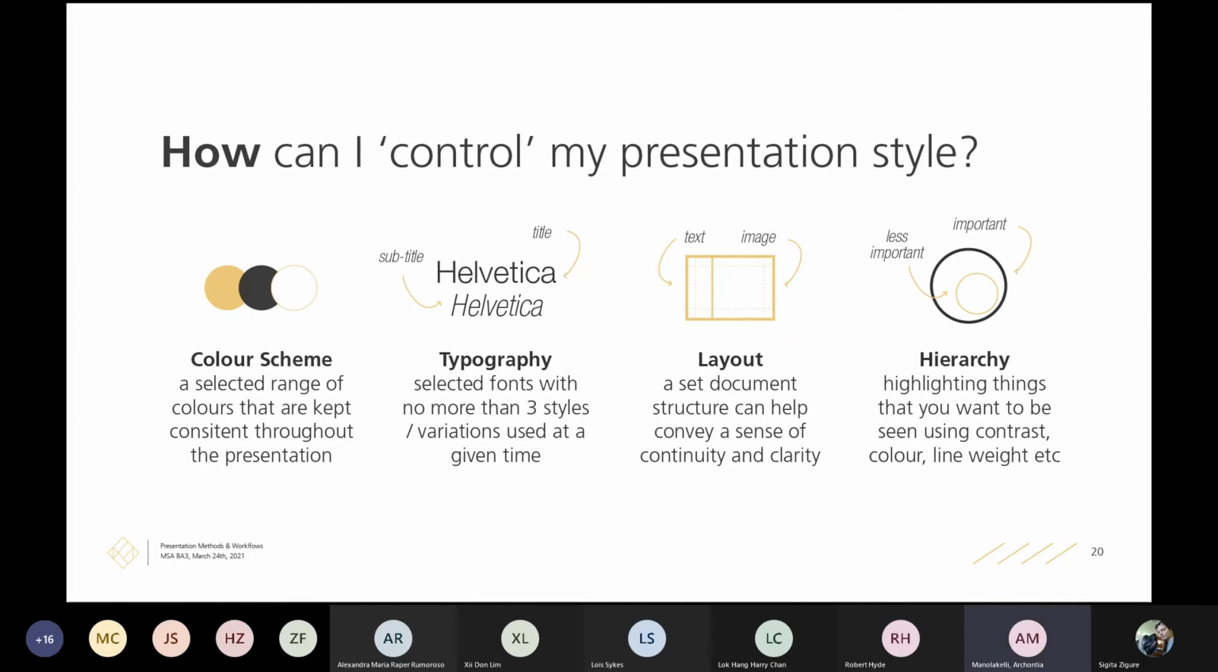Another way is to use layout to give, through your arrangement, hierarchy to different things. And as I mentioned here, there is hierarchy through what kind of thing you choose to highlight. For example, automatically here, your eye would be drawn to the darker circle and then not really focus as much on the one that is kind of less visible. And you can do that using contrast, color, line weight, etc.